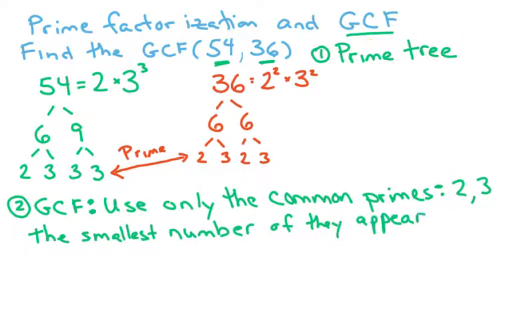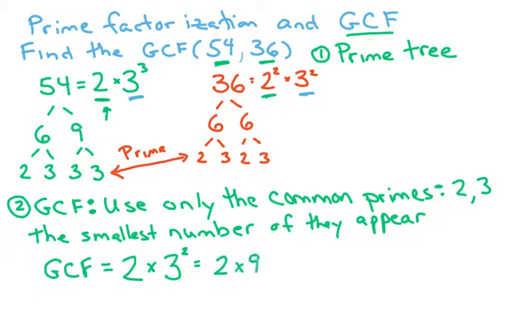So here's my GCF. How many 2s do I want? Well, I have 2 2s here. I have 1 2 here. So I need to use 1 2, 2 to the first power, if you like. And how many 3s do I want? Over here, there are 3 factors. Over here, there are 2. So I want 2, the smallest number of times they appear. This is 2 times 9. This is 18. That is the greatest common factor of these two numbers.